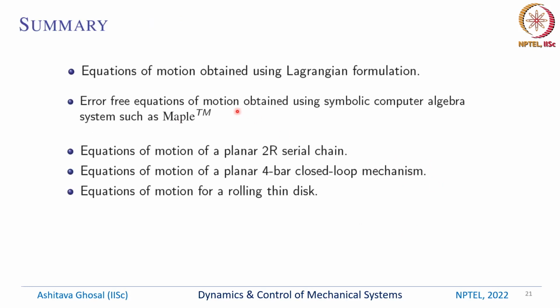So in summary, I've shown you the equations of motion obtained using the Lagrangian formulation. We can obtain these error-free equations of motion using symbolic computer algebra systems such as Maple. The equation of motion for a planar 2R chain was derived, for a 4-bar mechanism was derived, and also for the rolling of a thin disk was derived.